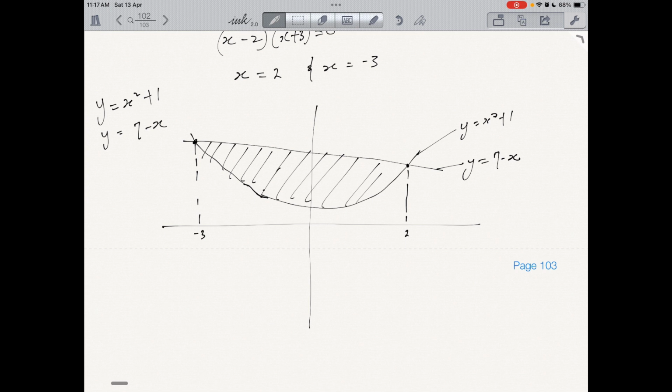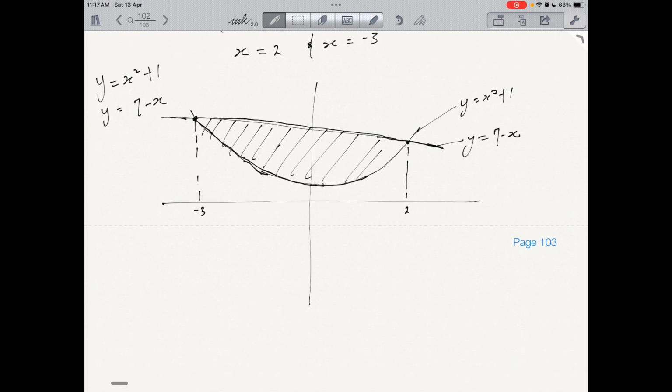Now the question is which is above and which is below. We can say that 7 minus x is superior to x squared plus 1. Therefore, the shaded area will be the integral from minus 3 to 2 of 7 minus x minus x squared plus 1 dx.